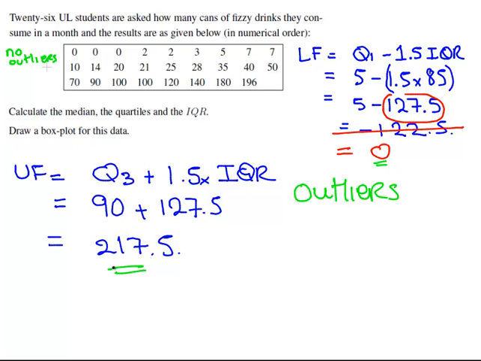Are there any values greater than the upper fence? Are there any values in the data set greater than 217.5? No outliers on this side either. Okay, that's good. So there are no outliers in this data set at all. None in the lower half, none in the upper half. So we're ready to draw our box plot now. So we're going to do that now in the next slide.